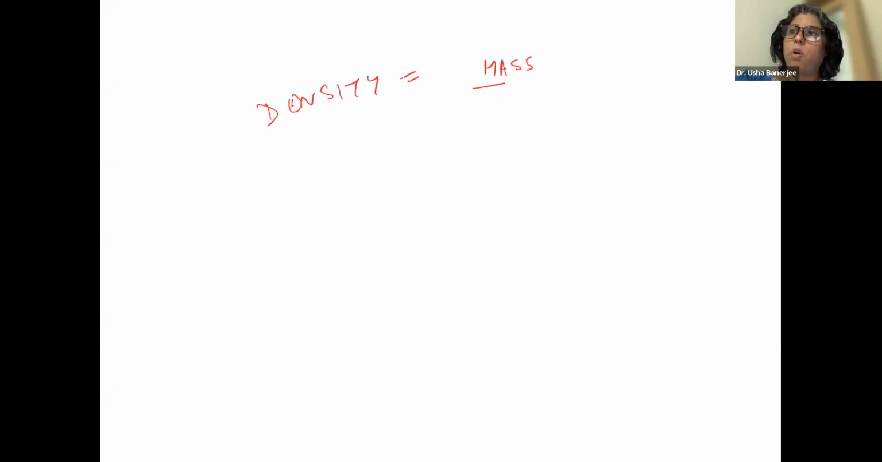Mass by volume. So density is mass by volume. So everything has a numerical mathematical formula which we will study in class, right?